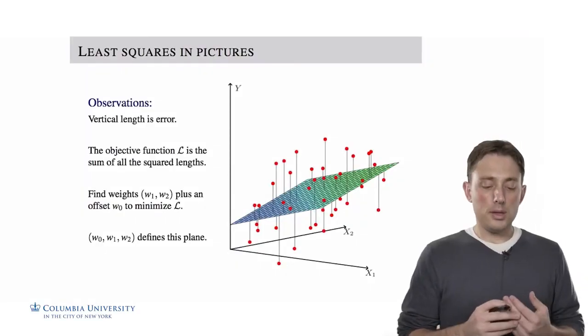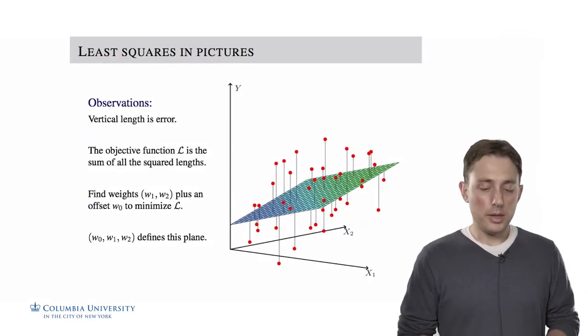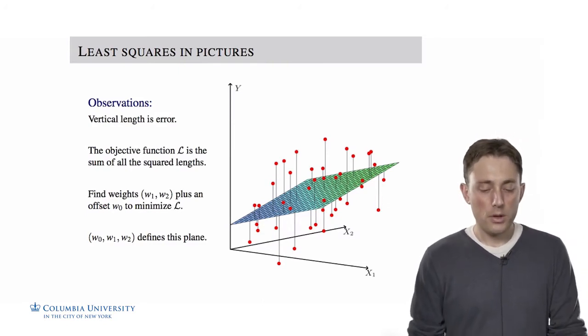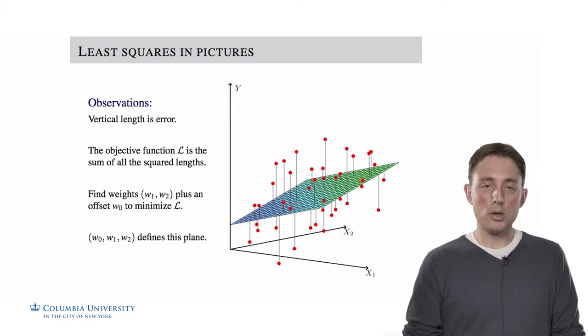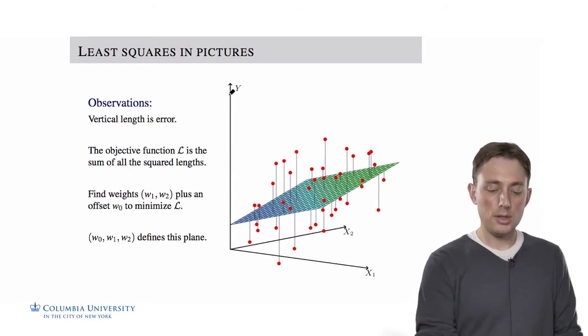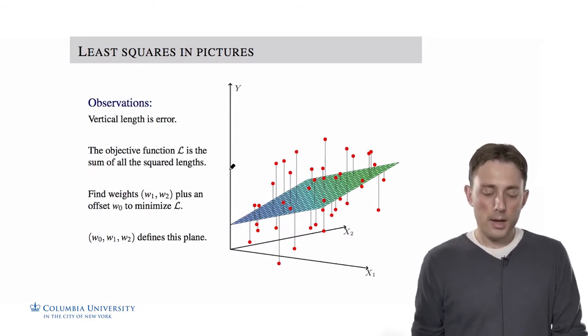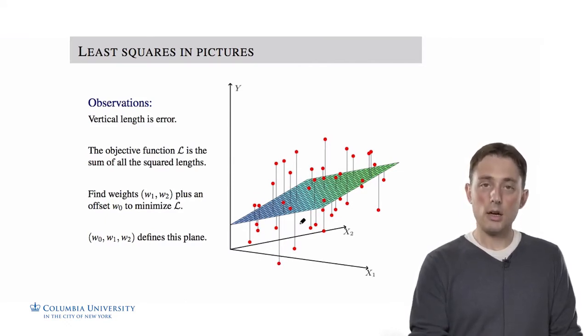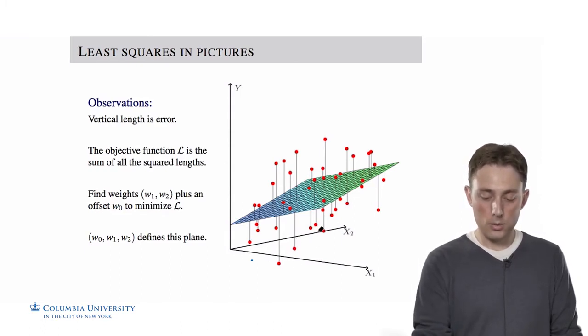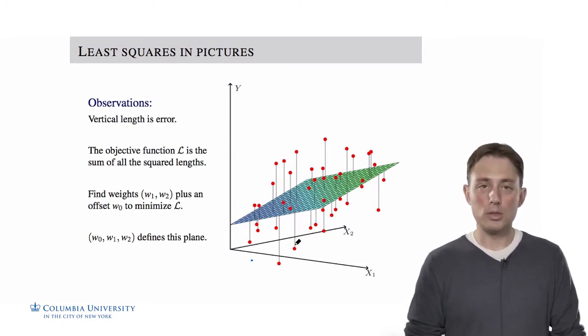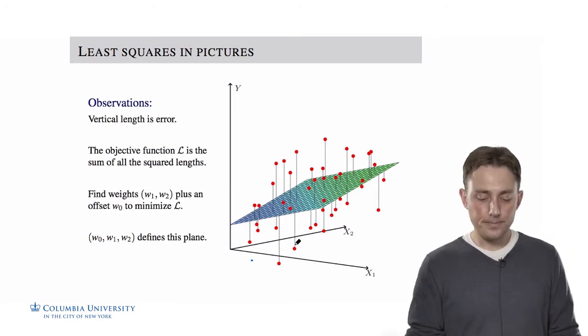So let's look at what this least squares objective function is doing in pictures. Again, we have a two-dimensional input, and we're predicting something in R, which is this y dimension here. These red dots are each a data point that we have. For example, this dot gives us a two-dimensional location in the x1, x2 plane, and the y value is the corresponding output. So we can represent this in 3 dimensions.